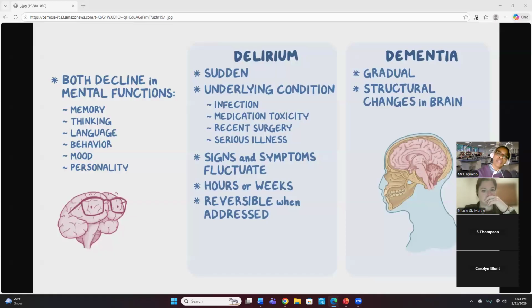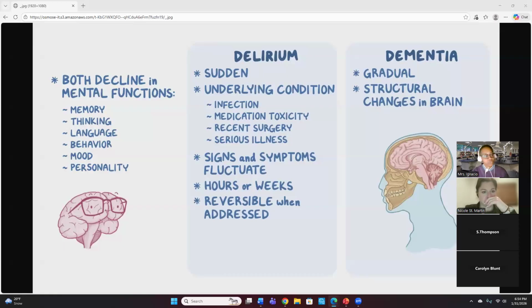Let's go to delirium. So delirium, there's many different reasons why a patient could be in a delirious state. But delirium is sudden. What is the underlying condition that is causing this patient to become suddenly confused? It could be lack of oxygenation, low blood sugar, right? It could be sepsis, right? It could be a reaction to medication, right? So we have to figure out all of these things.